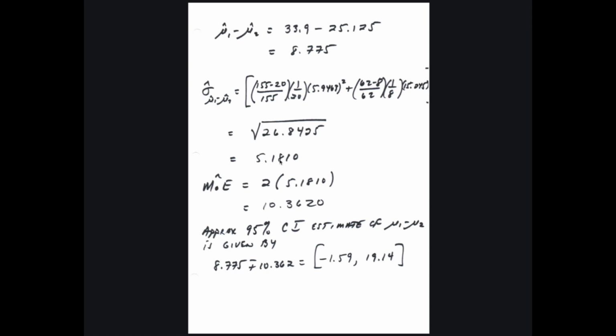When we do that, we get an estimated value of 5.1810. To get the approximate margin of error associated with mu hat 1 minus mu hat 2, we multiply this estimated standard error by 2, so we get 10.3620. It's that value that we subtract from and add to this point estimator to get the approximate 95% confidence interval for mu 1 minus mu 2. That interval ranges from negative 1.59 hours per week up to 19.14 hours per week.